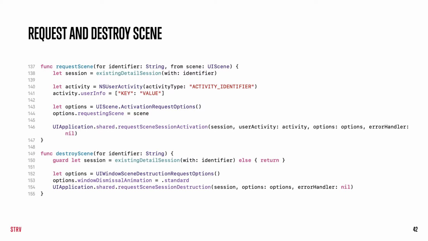So you need to put there some descriptive activity type, and you can also use the user info to describe it well, so that you can tell in the application delegate which scene you want to create. When the user taps on cancel, when the user wants to close the scene, you also call on UIApplication requestSceneSessionDestruction. Here you need to have a reference to the session. You pass it as a parameter, and in the options you can specify the animation for destruction.